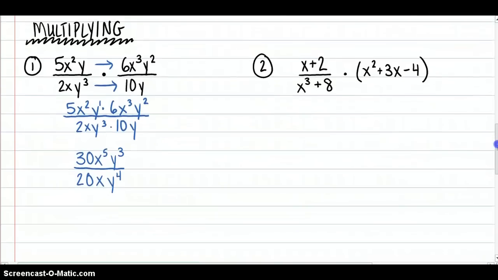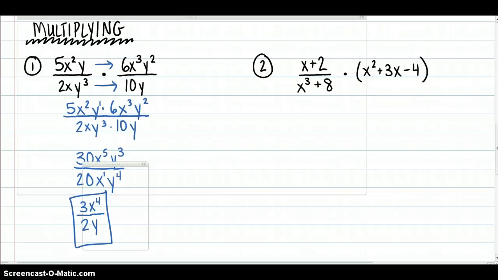And from here, again, it's just simplifying, knowing our exponent properties, right? 30 divided by 20, that's 3 divided by 2. If I have x to the 5th divided by x, I subtract those, so I end up with an x to the 4th on top. And y to the 3rd divided by y to the 4th, I should end up with just a y on the bottom. And that's as simplified as I can make it. Alright, so when we just have these types of exponent expressions, we simplify it the same way we always have. Let's try number 2 then.